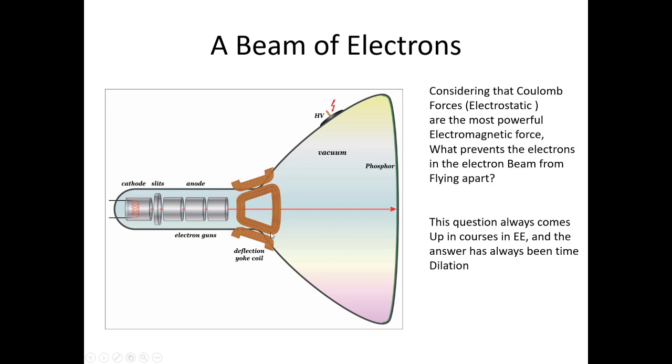Now, these coils over here are used to steer the beam around so you can paint any kind of picture, whether that be a television picture, an oscilloscope picture, whatever. Now, one of the questions that always comes up in engineering school is, wait a minute, this beam of electrons is under Coulomb forces. Electrons want to repel from each other. So why doesn't this beam just automatically diffuse? What keeps it together? And the classical thing that we're told in engineering school, it's time dilation. Okay.